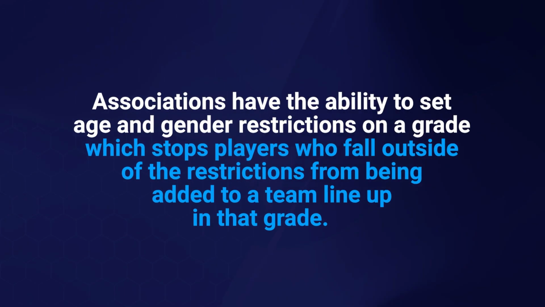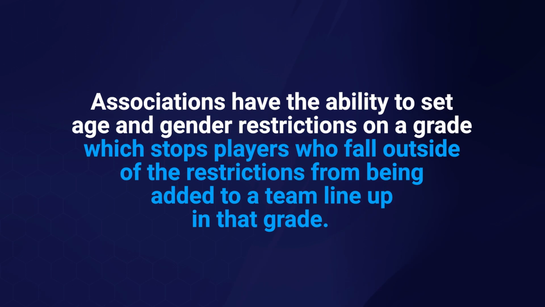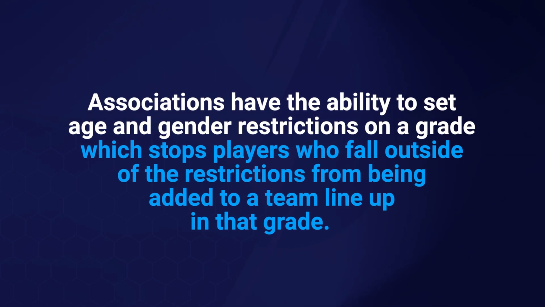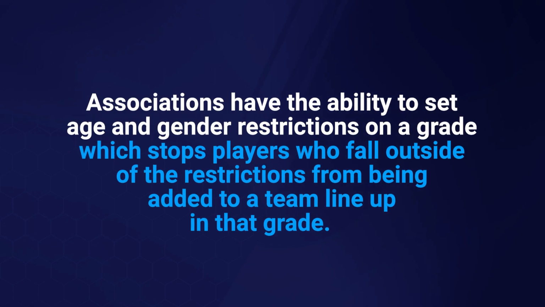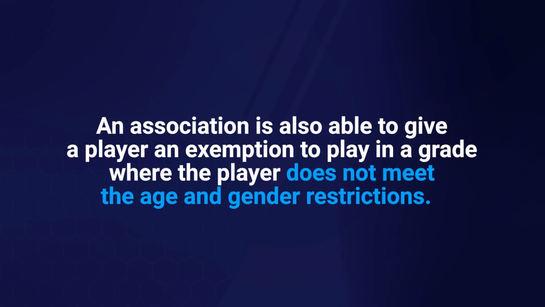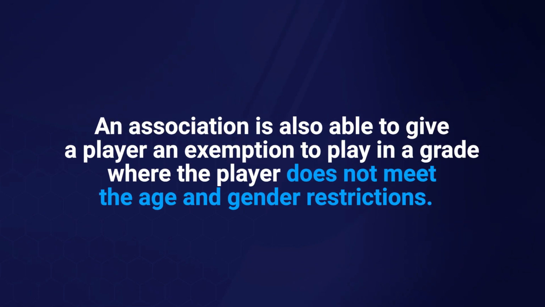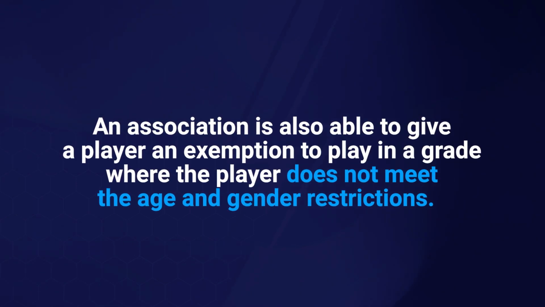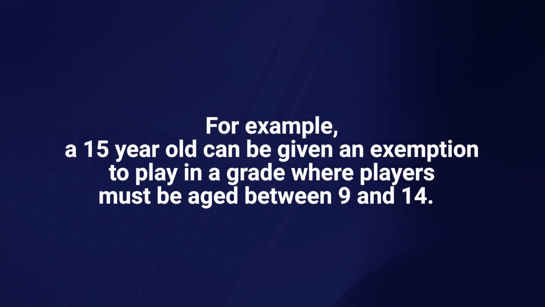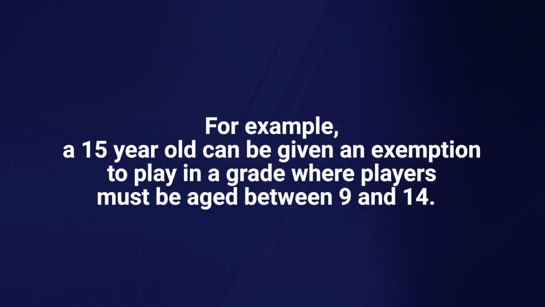Associations have the ability to set age and gender restrictions on a grade, which stops players who fall outside of the restrictions from being added to a team lineup in that grade. An association is also able to give a player an exemption to play in a grade where the player does not meet the age and gender restrictions.